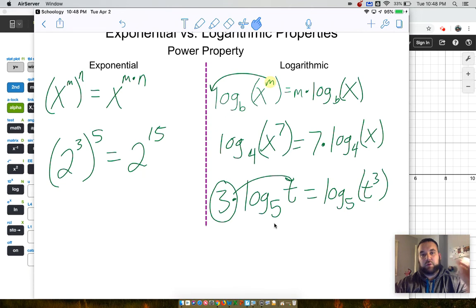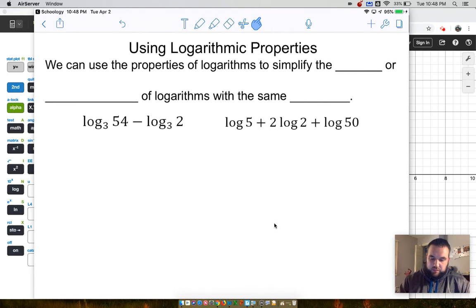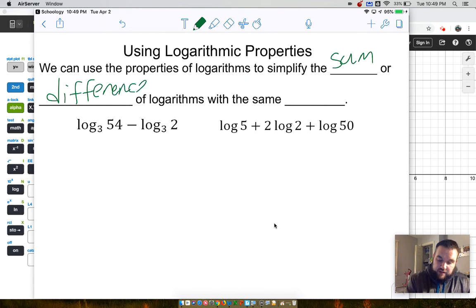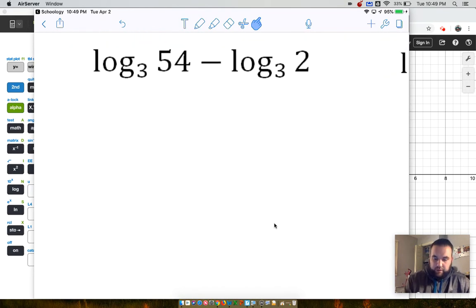If you're adding, you can multiply the arguments. If you're subtracting, you can divide the arguments. And if your argument has a power, it can be brought out front and written as a coefficient. So we can use the properties of logarithms to simplify the sum or difference. With logs, we have to see that plus or minus sign. They also have to have the same base. We'll talk about what happens if they don't have the same base a little bit later.